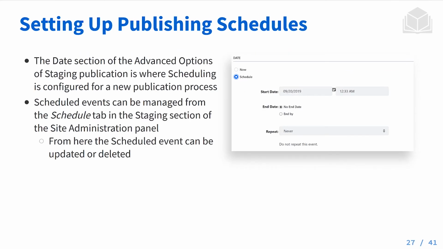Creating these schedules is very easy. You simply go to the date section of the advanced options of staging publication, and you can just fill out these options here. Once that's done, the event has been scheduled, and it will then appear in the Schedule tab in the staging section of the Site Administration panel. From here, you can check on your events, update, or delete them.